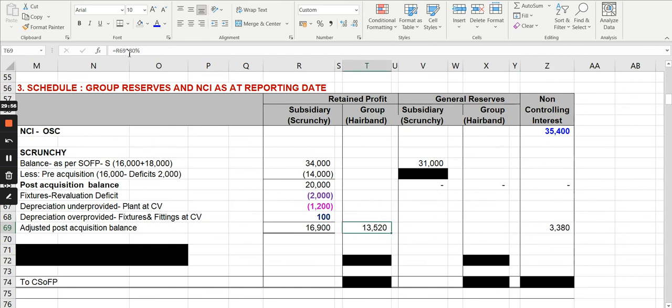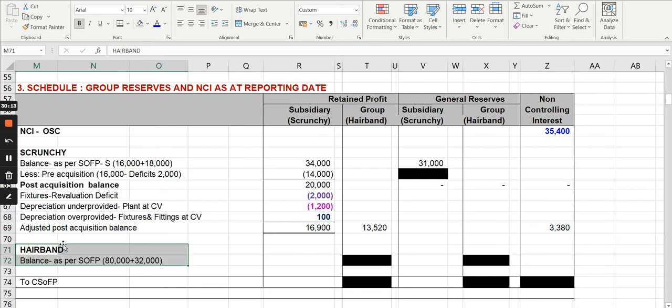This is actually 80% from 16,900. How do you get this? This is actually 20% from 16,900. So you are done with the subsidiary. Now we proceed with the one of the parent company.